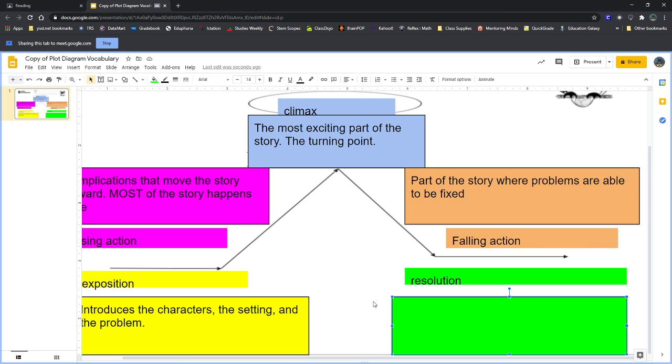That brings us to the resolution. There's usually another word people might use for resolution, and that word is conclusion. We can put the conclusion of the story where the characters fix the problems.